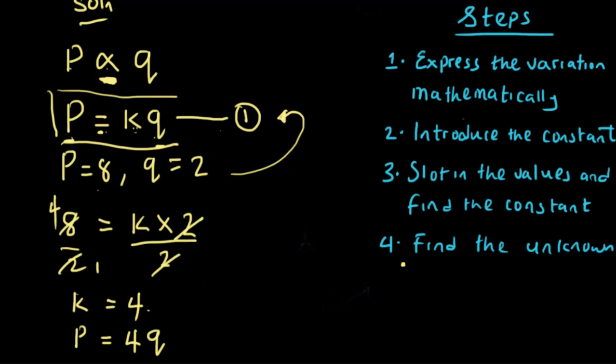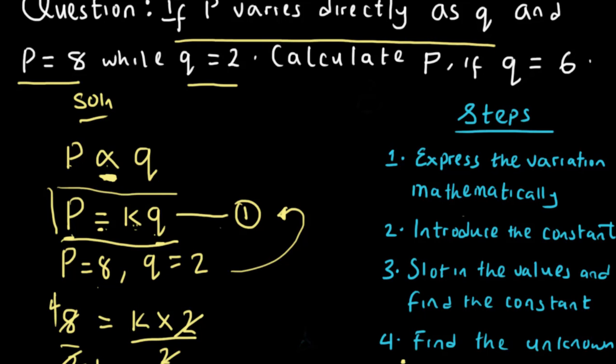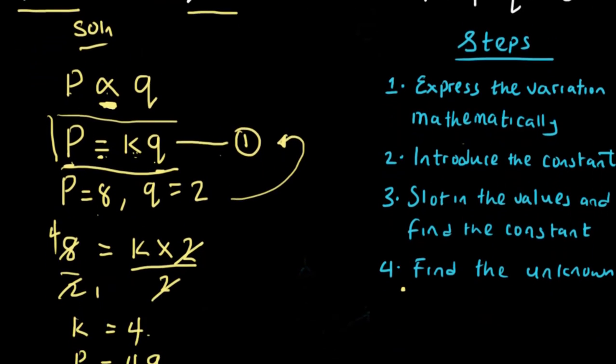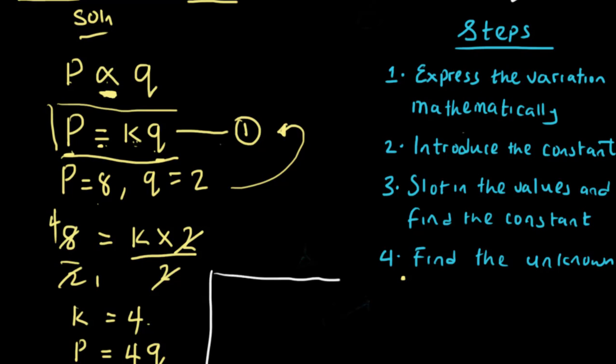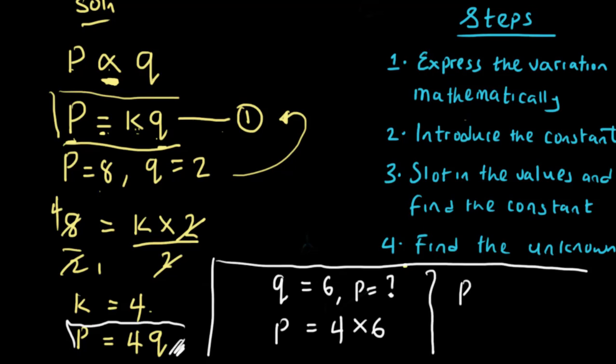Now we can go to step 4, find the unknown. If you go back to the question, we are told to calculate P if Q is 6. So we know that Q is 6 and we are told to calculate P. Anywhere we see Q in this equation, we are going to call it 6. So we'll be having P equals 4 times 6. So P equals 4 times 6, which is what? 24.